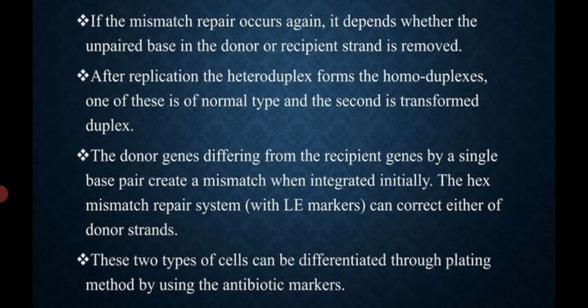The transformation process occurs naturally in Streptococcus pneumoniae and in Haemophilus influenzae. In Streptococcus pneumoniae, there is involvement of a competence factor at the time of uptake of DNA, whereas in Haemophilus influenzae such a competence factor is not involved. Streptococcus pneumoniae takes DNA from any source, whereas Haemophilus influenzae takes DNA of the same species. In Streptococcus pneumoniae, single-stranded DNA enters the recipient cell. In Haemophilus influenzae, double-stranded DNA enters the recipient cell.